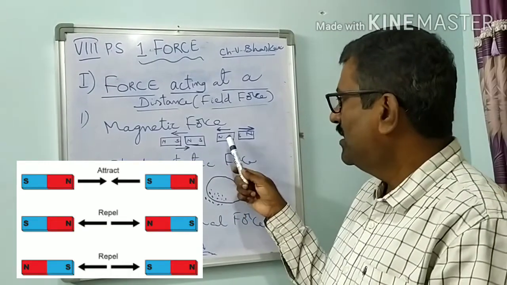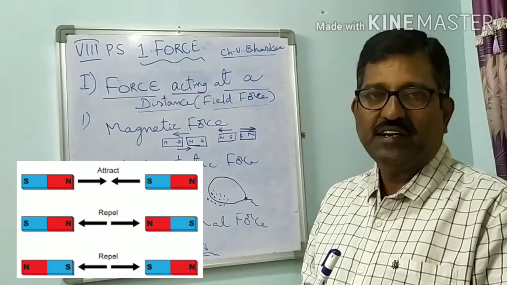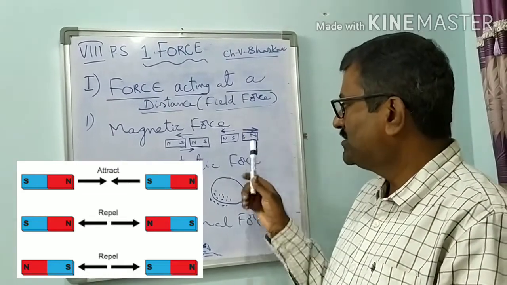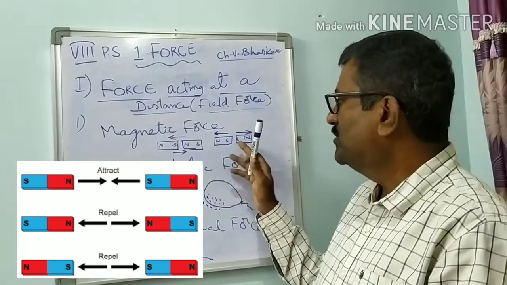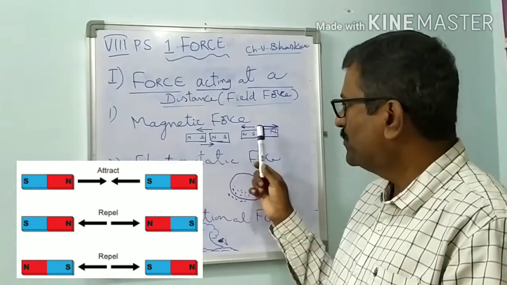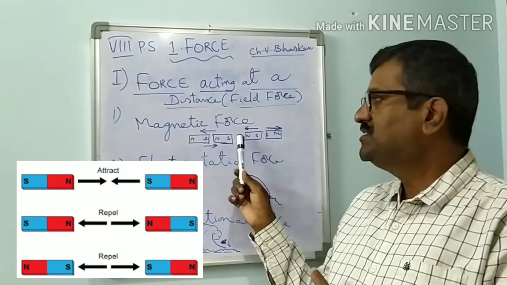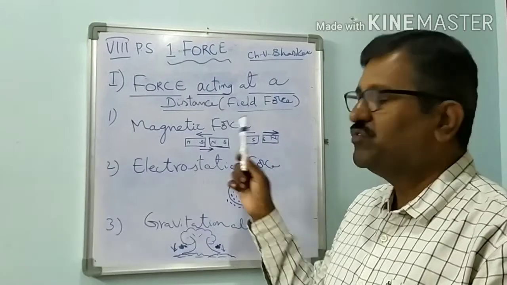When the like poles are near, the two bar magnets repel each other, and one bar magnet pushes the other bar magnet. The push and pull exerted by these bar magnets is called magnetic force.